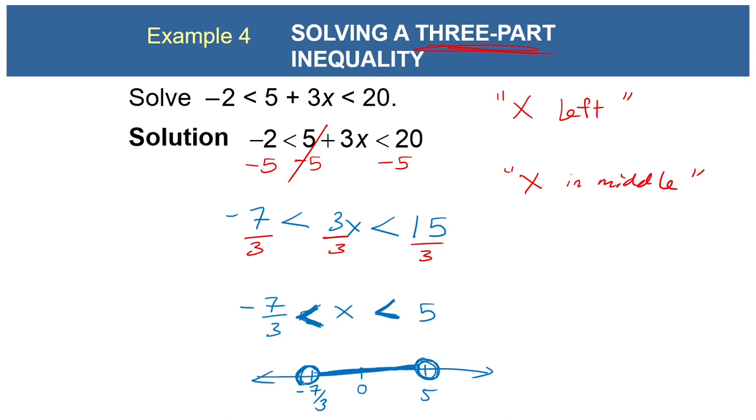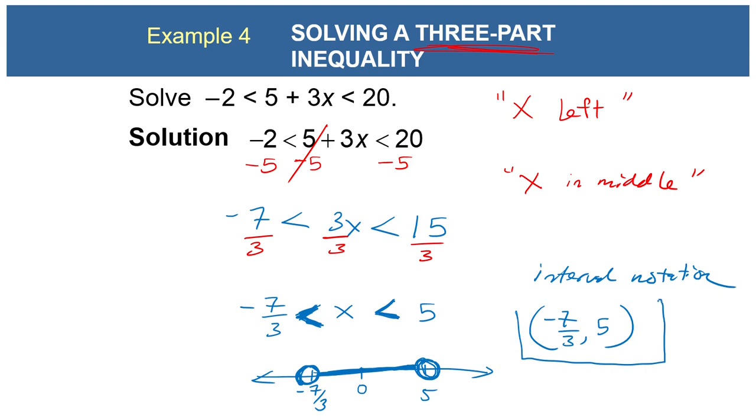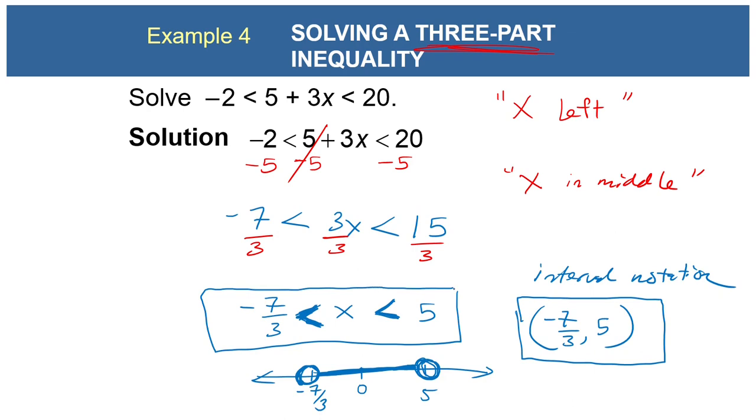And since we do not have equal signs in our inequality, we're going to leave these as open circles. Now, what's my interval notation? My interval notation is going to be a parentheses, negative 7/3, comma 5. Because it goes to the left, negative 7/3, it's an open circle, so use the parentheses. It goes to the right to 5, again it's an open circle, so use the parentheses. So this is our solution as an interval notation. This is our solution as an inequality. And of course, this is our solution as a graph.